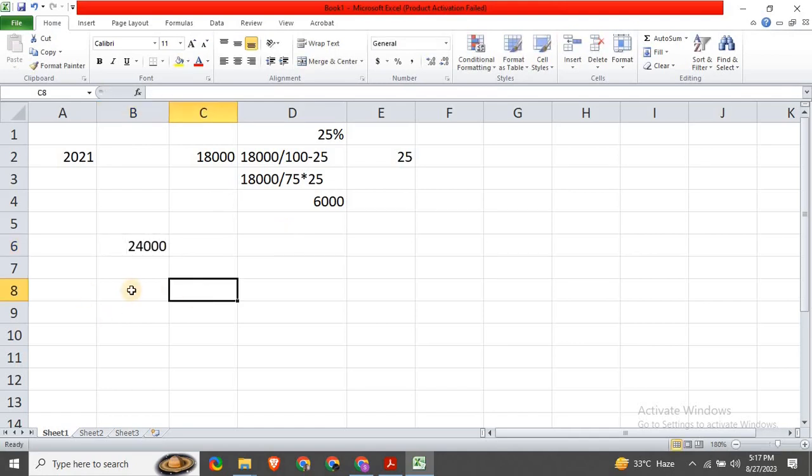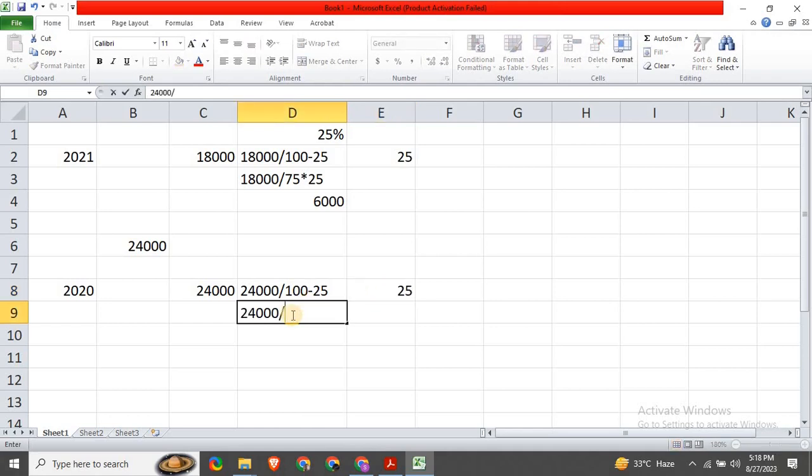Now in 2020, last year, we have also subtracted depreciation because a full year's depreciation is charged in the year of purchase. So this amount of 24,000 is after subtracting depreciation. We'll repeat the same method here. 24,000 should be divided by 100 minus 25, and then multiplied by 25. So the amount is 24,000 divided by 75 times 25.